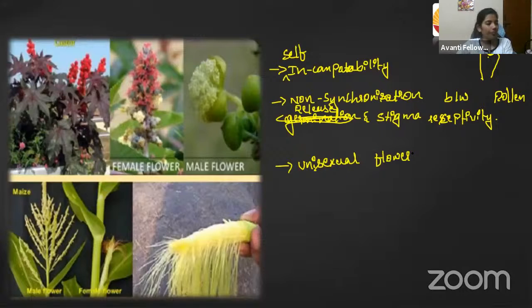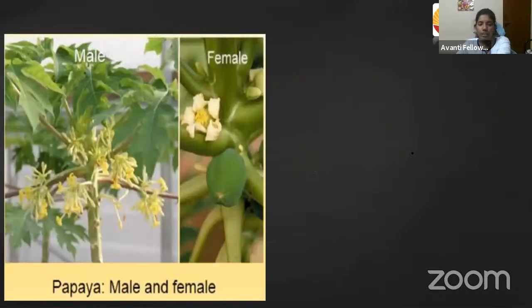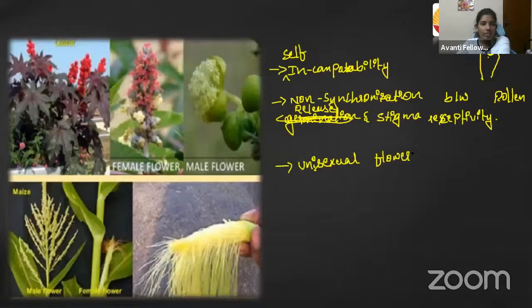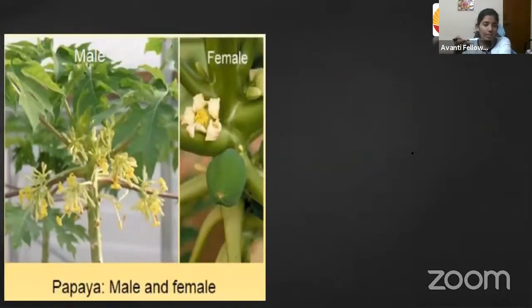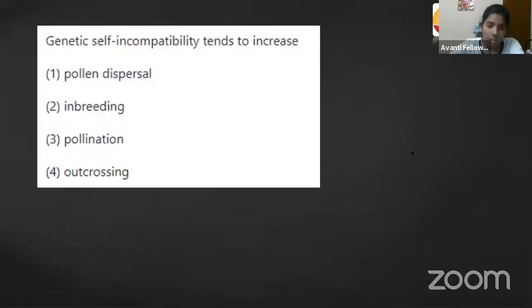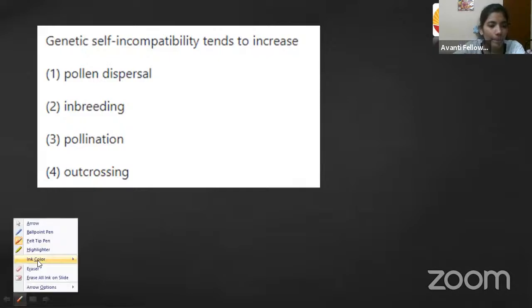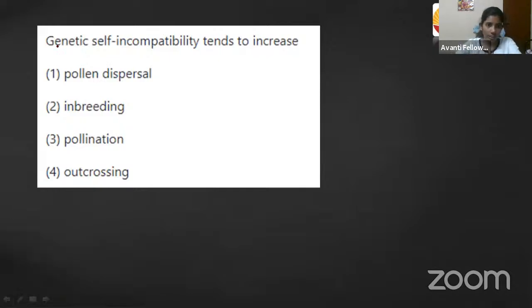Understood, Monisha? See, here you can see the plant castor, which has self-incompatibility. Maize produces non-synchronization between pollen release and stigma receptivity, whereas papaya produces separate male and female plants. Let me ask you a question: genetic self-incompatibility tends to increase pollen dispersal, inbreeding, pollination, outcrossing. What is the correct option?